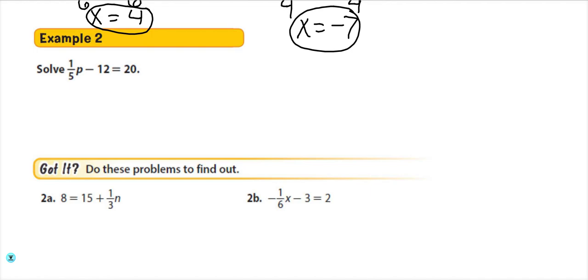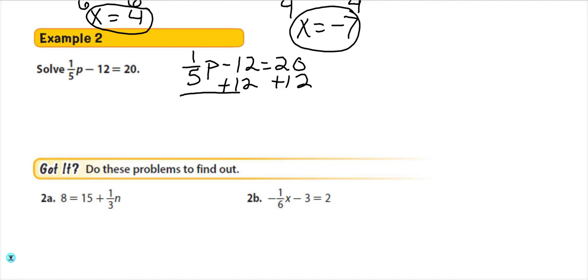So before I do anything, I'm going to rewrite the whole question over here, just to be a little bit easier to see it this way. Plus it gets a little bit difficult right underneath. Okay, so we're going to add 12. Okay, that's going to give me 1/5 times p. Those have canceled, and then I'm left with 20 plus 12. That gives us 32.